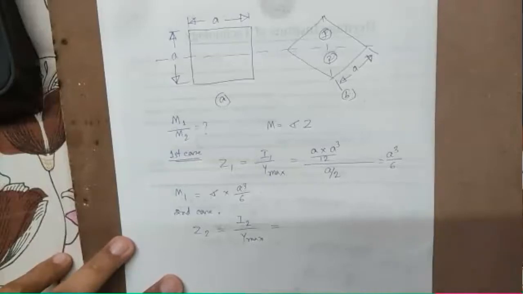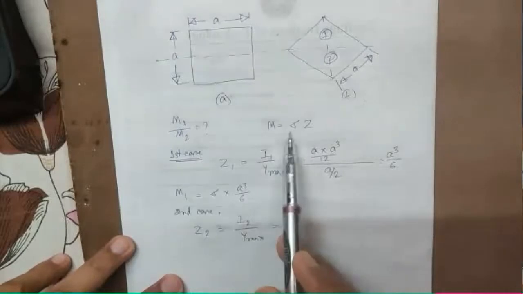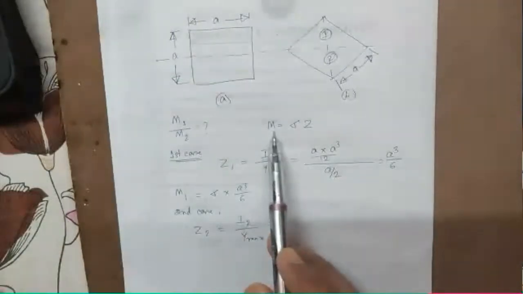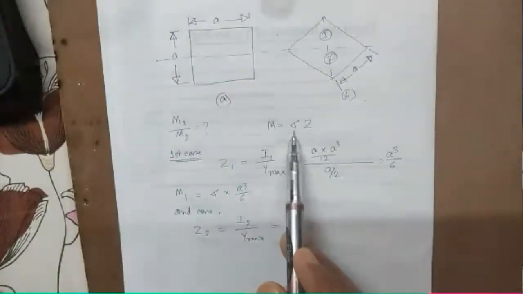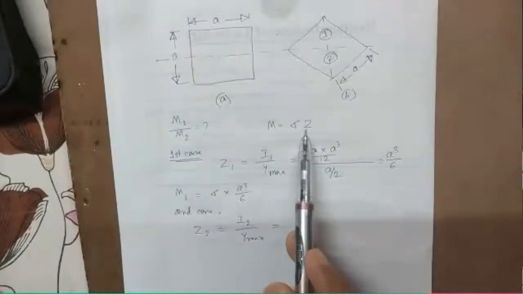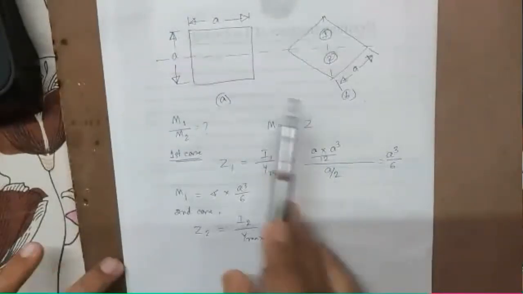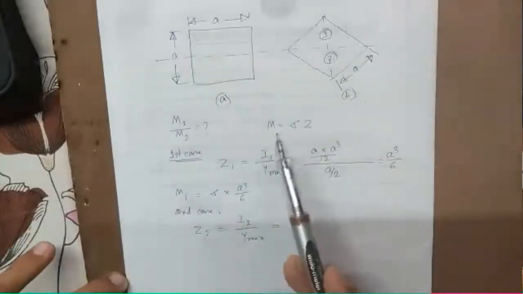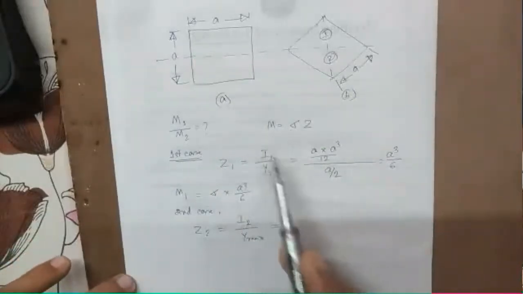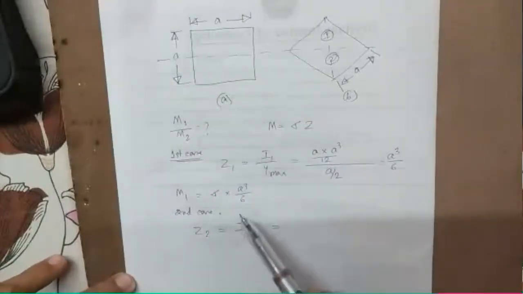Now the moment of resistance M can be found out by the formula M equals sigma into Z, where for maximum M it will be maximum sigma, and Z will be the section modulus. Sigma will be the same as both of the bars are similar, made of the same material, but M will be different because Z is different. So in both the cases we will find out Z.